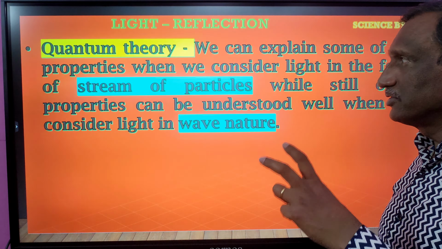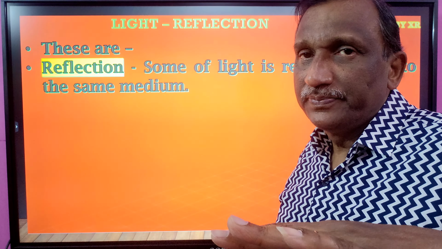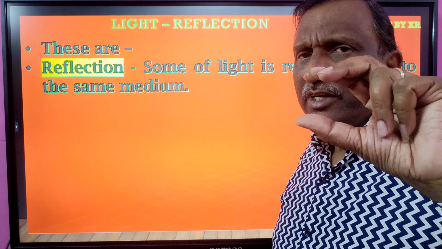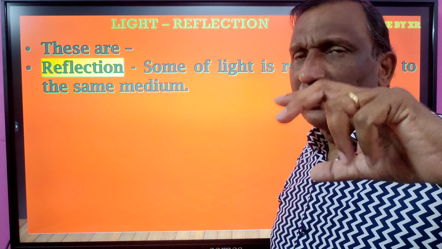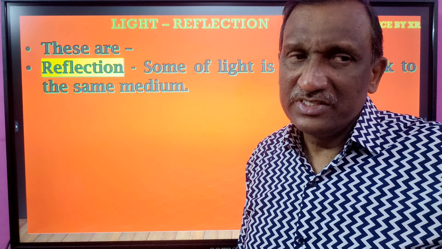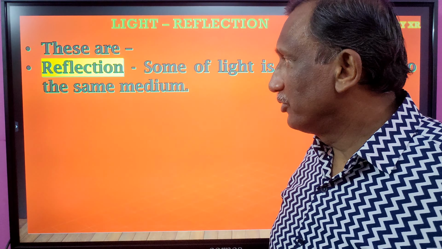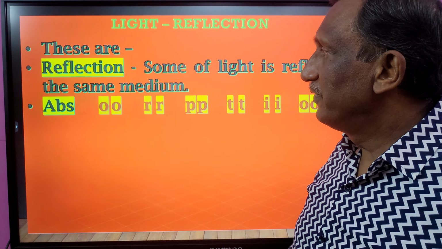Okay, some portion of light will be reflected back into the same medium from the shining object. Suppose there is a glass, your window glass. So when the light falls, a certain amount of light reflects. You can see somewhere it is casting a reflection.